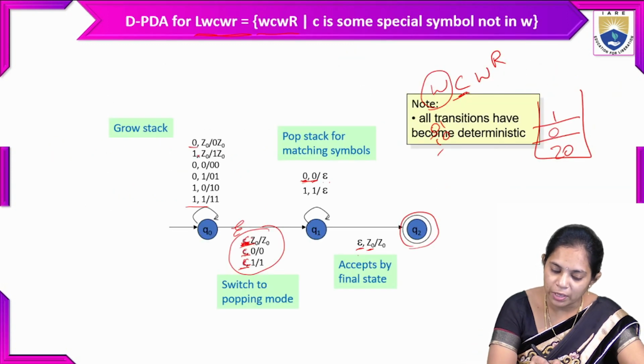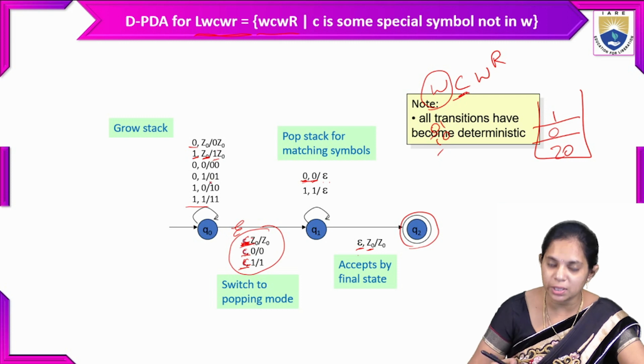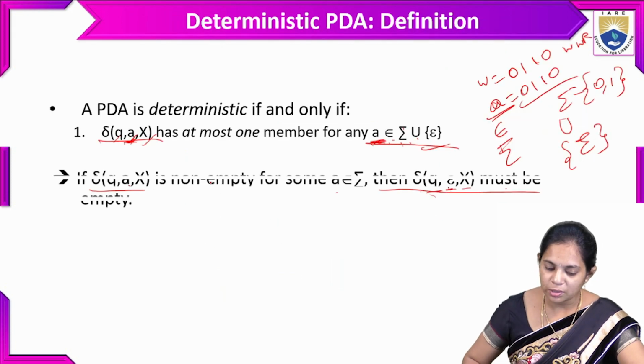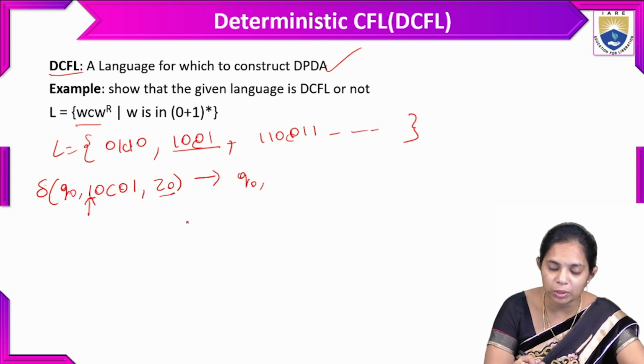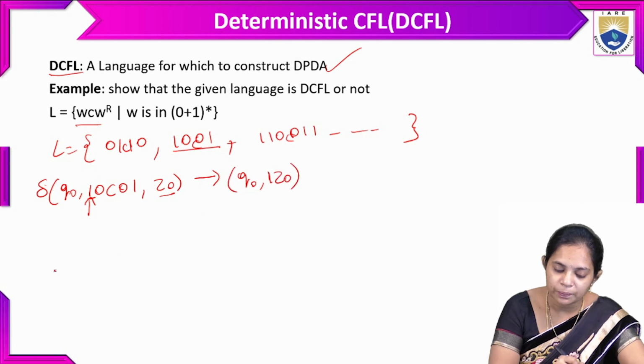So here, whenever 1 appears and the top of the stack symbol is Z naught, what do we have to do? We have to push that into the stack. In the same state, in Q naught only, 1 is there and the top of the stack symbol is Z naught, so we have to push that into the stack.